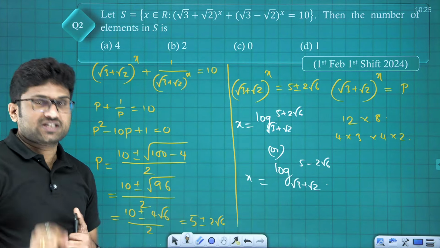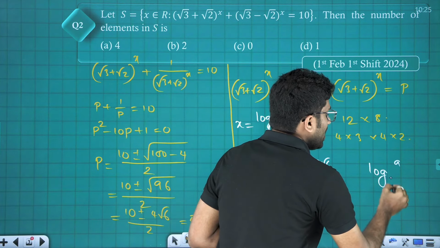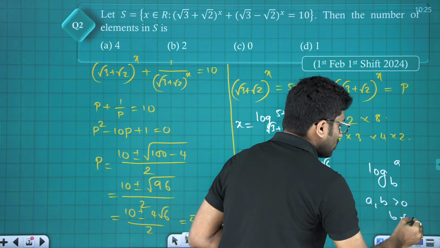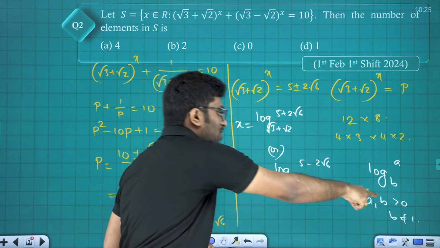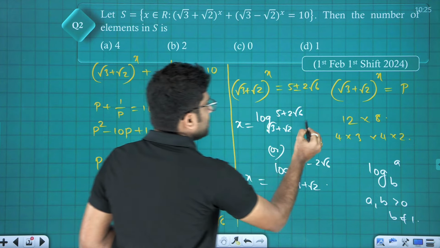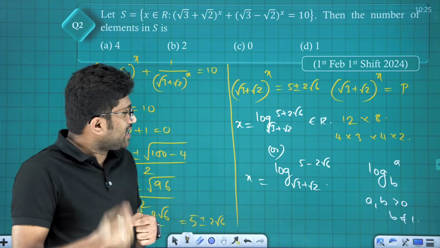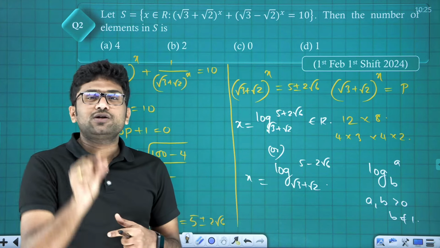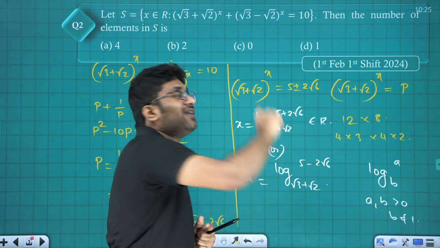Let's see this, friends. First, log a to the base b is defined only when a, b are greater than 0 and b is not equal to 1. Now see this. Is 5 plus 2 root 6 positive? That means x exists. So a real value of x exists. Does 5 minus 2 root 6 exist? Yes, it exists. Root 6 value is 2 point something. 2 into 2 point something is less than 5 only.